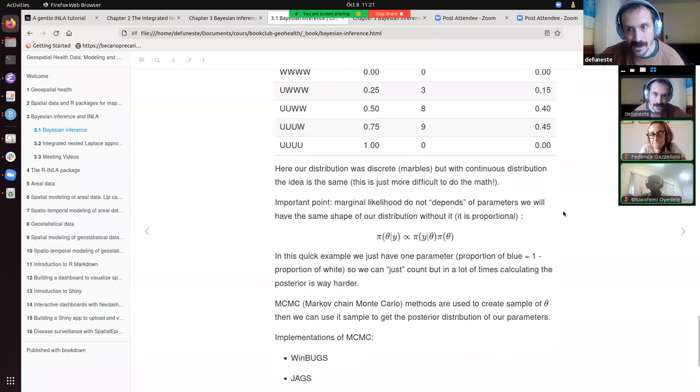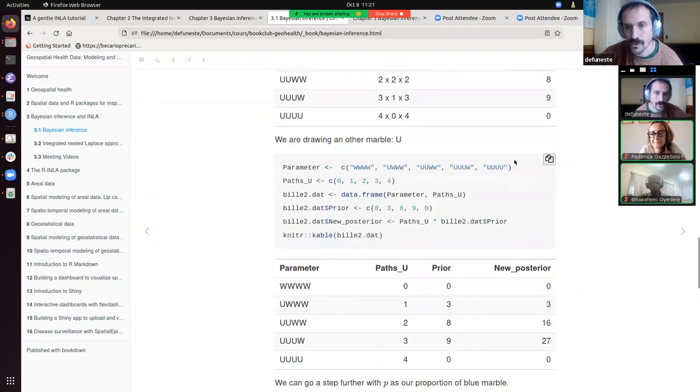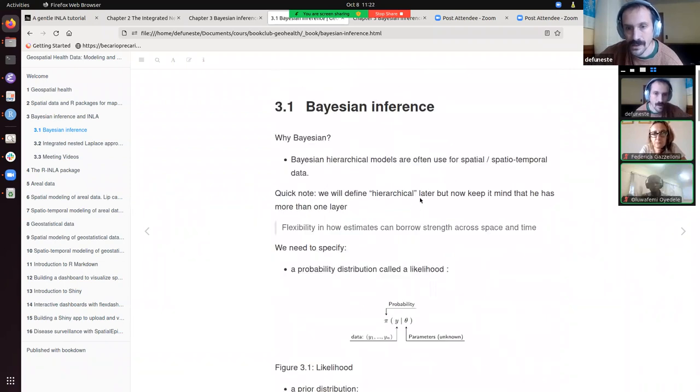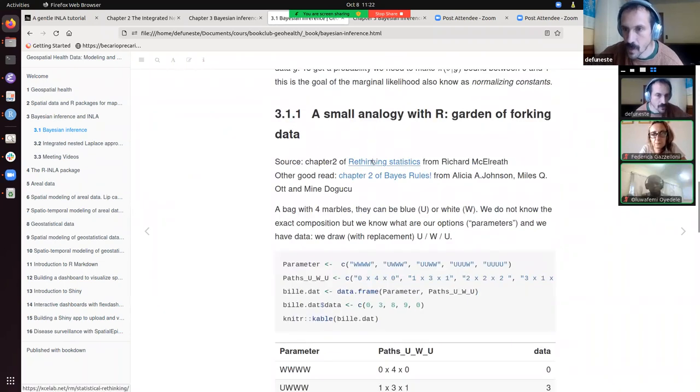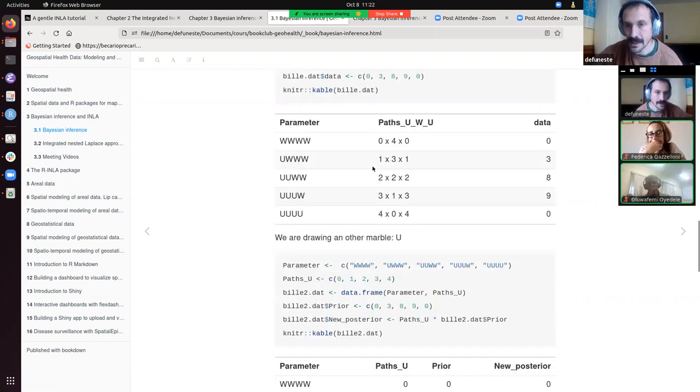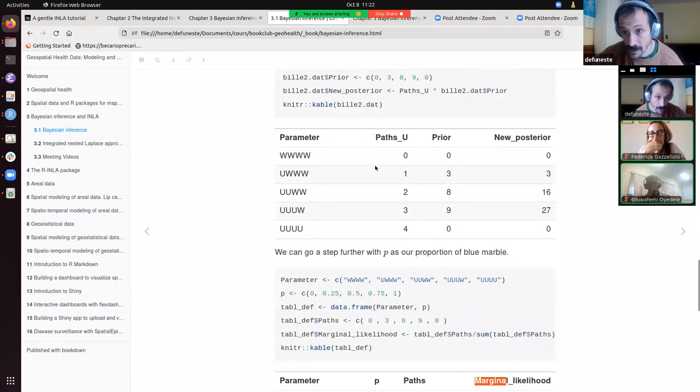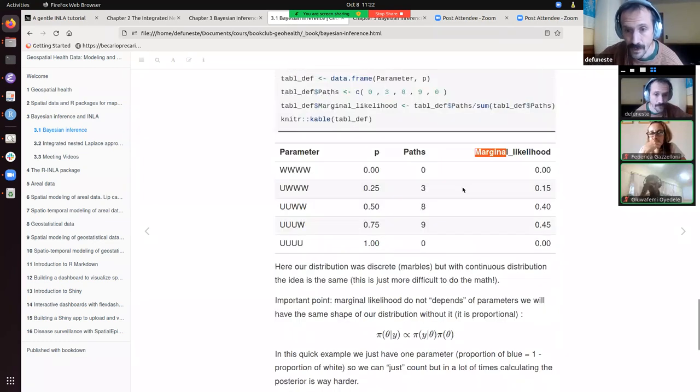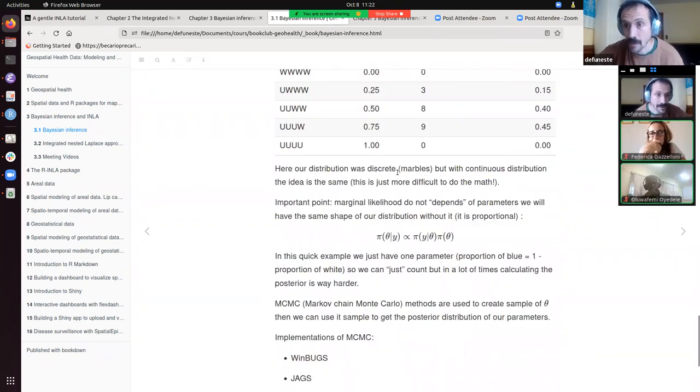If it doesn't make sense to you, I highly encourage you to go through it slowly with chapter 2 of this book. There are also videos, and he's doing a better job than I am at explaining it. But this is basically an analogy for Bayesian theorem. We are doing exactly the same thing. As I said, our distribution was discrete. We just have marbles, and we can draw a mental path of which path leads us to our data. What's the option? Yes, Federica.